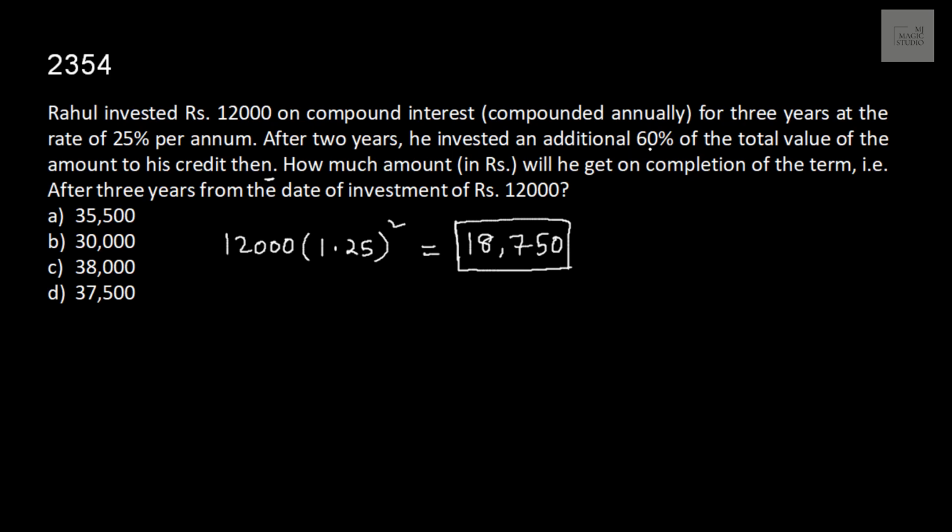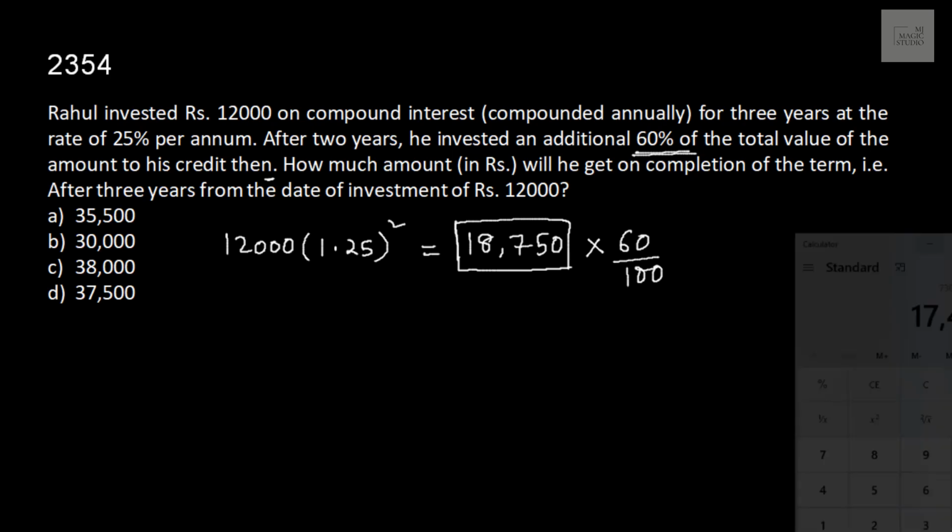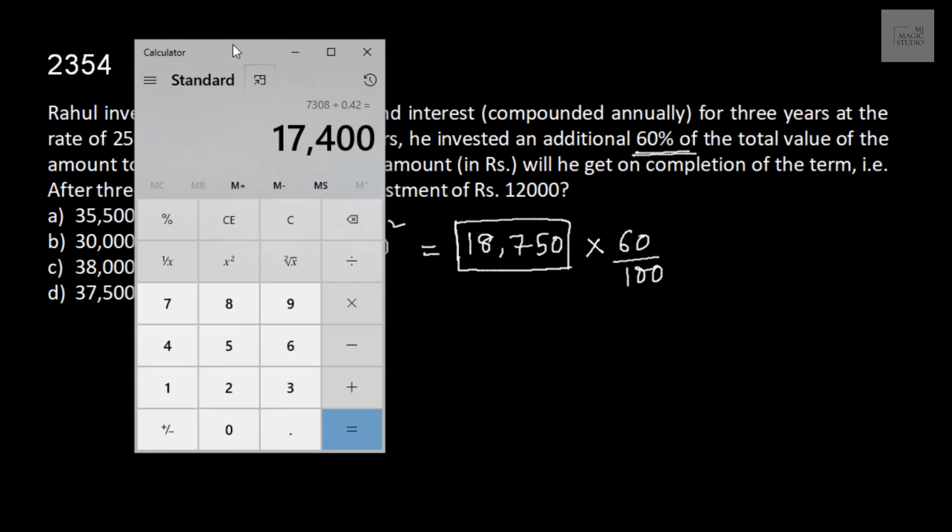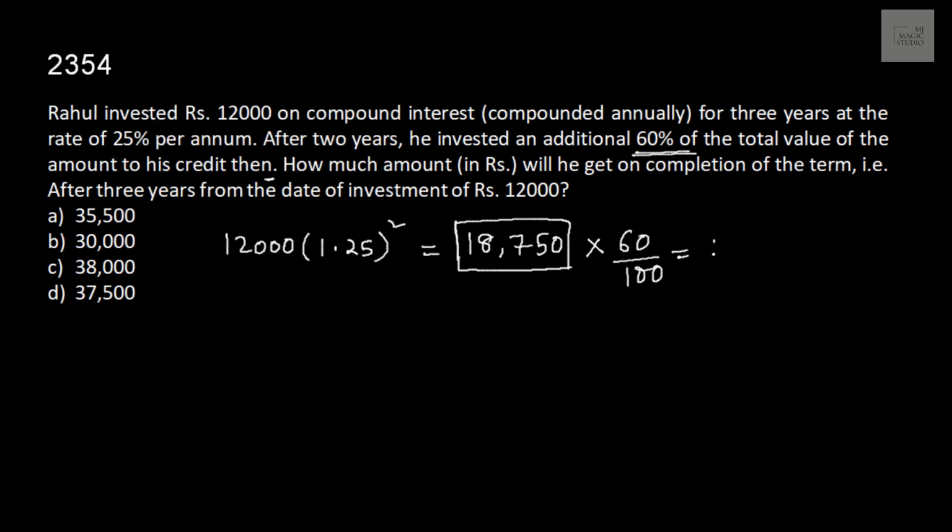Now he invested more, 60% of this. Then how much is 60% of this? 18,750 plus 60% of this, or we can directly calculate, or a simple calculator might help. 18,750 into 0.6 will give 11,250. So now his investment is of 18 plus 11, 29 plus 1, 30,000.